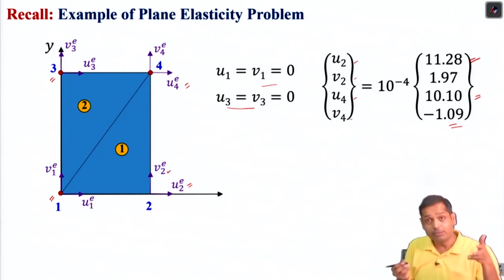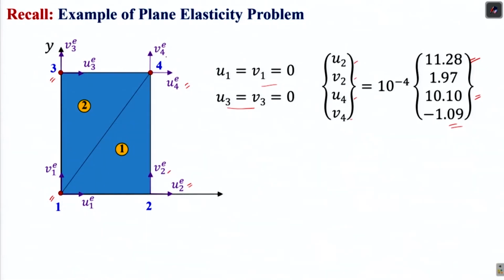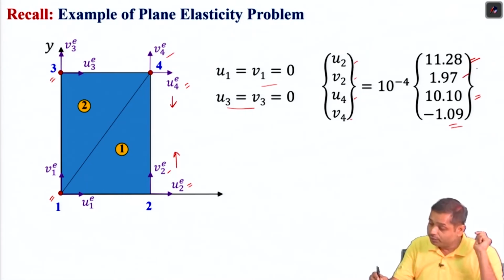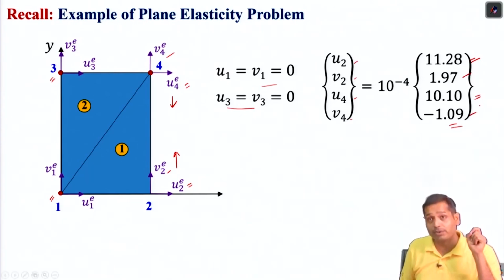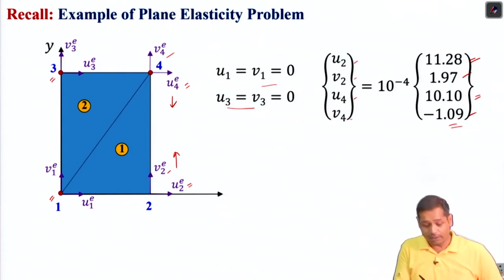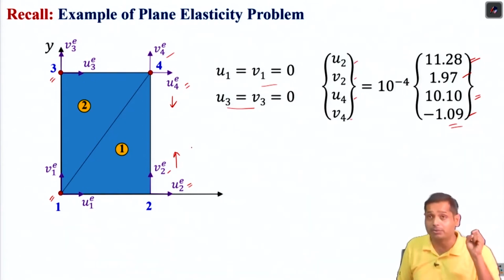Again, for V2, our intuition says that V2 should be equal to minus V4. If V2 is in this direction, V4 will be in this direction. So V2 is 1.9697 and V4 is minus 1.09. Then the nature is fine, one is plus, another one is minus, but the magnitude is not the same.